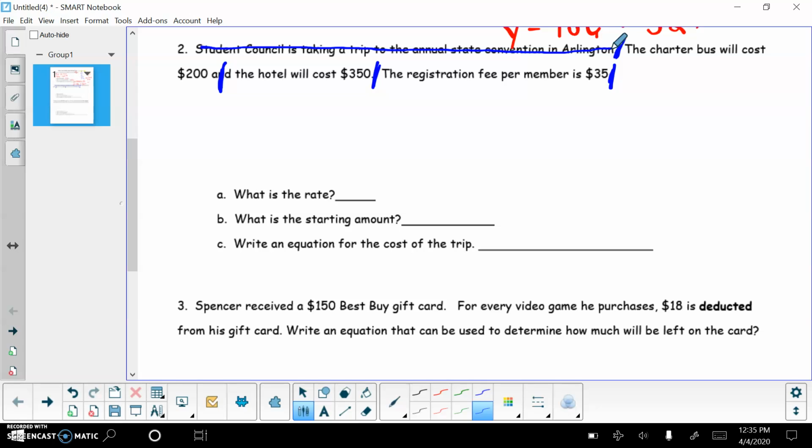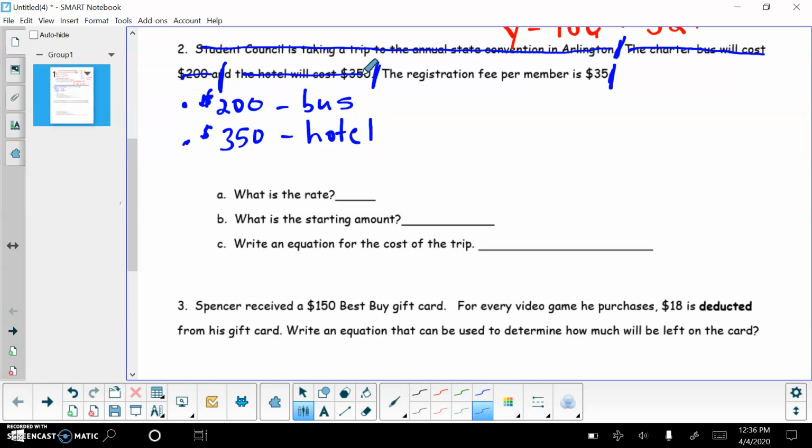The second little section says the charter bus will cost $200. That has something mathematically important, and I'm going to write that one down, $200. And again, it's important to write down what stuff is for. Need your labels, that's for the bus. Once I get it written down, I'm going to mark through it because now I have it. Second little section says the hotel costs $350. So that's mathematically important. I'm going to write that down. That's the hotel. Mark through it.